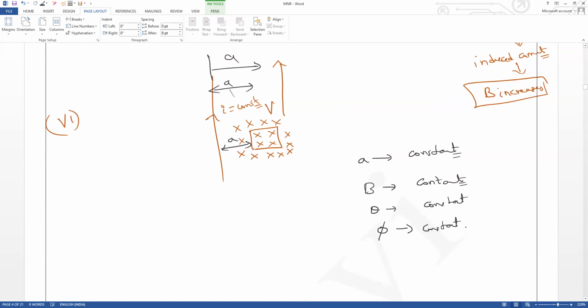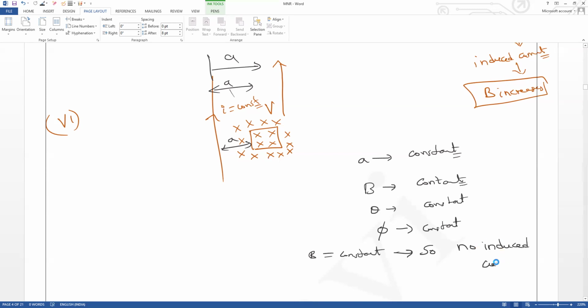So B is constant, theta is also constant, so flux remains constant. No motion, no change. When will current be produced? Faraday's first law: what is Faraday's first law? There has to be a change, either an increase or a decrease. It remains constant, so what is the induced current? The flux never changes. It should either increase or decrease, and only then is there an induced current.